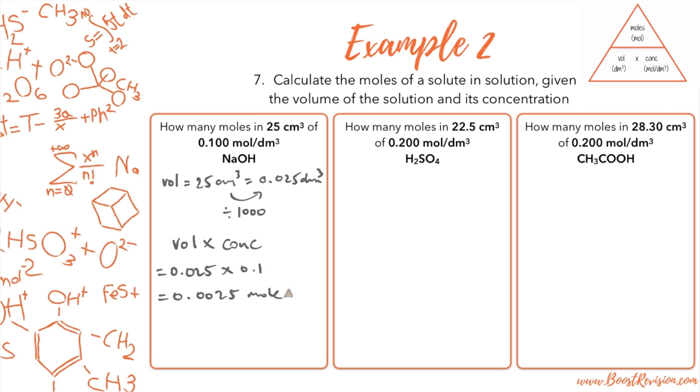And at A level, you'd be expected to be able to convert this into standard form, which gives us 2.5 times 10 to the minus 3. I'm hoping you'll have come across standard form before, but if not, drop me a line and I'll be happy to explain it to you.